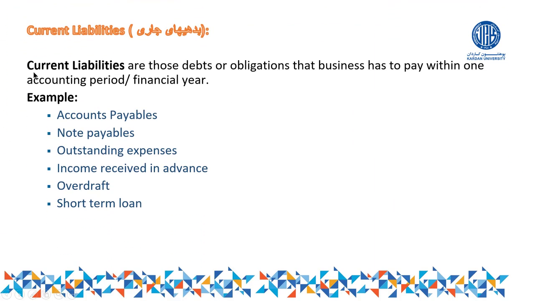Non-current. Current liabilities are those liabilities that you have to pay within how many years? Within 1 year, like current assets. A current asset is an asset that you have to pay for within 1 year. But liability, current liability, what is it? Same thing. Current liabilities are those liabilities that you have to pay within 1 year.